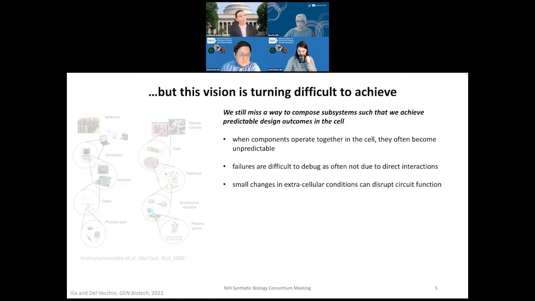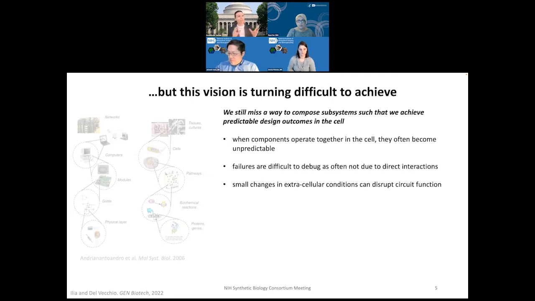So first of all, we are still missing a way to compose subsystems such that we can achieve predictable design outcomes inside the cell. When components operate together in the cell, they often become unpredictable. And I think many of you that go to the lab, you do the experiment, it never works the first time, it never works the second time, and then you start debugging and teasing out piece by piece what's going wrong. Failures are very difficult to debug because they're often not due to direct interactions among the circuits that you build. They often go through interactions with the cells that you weren't expecting.